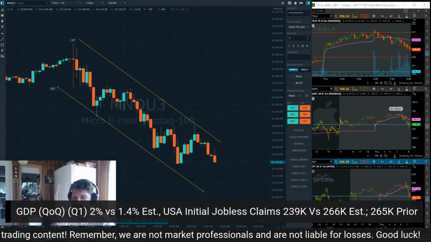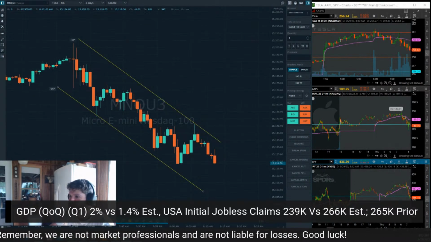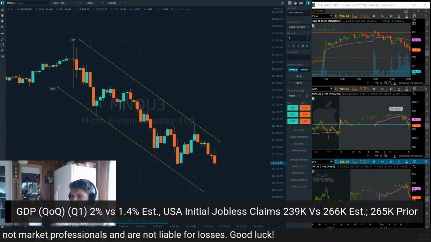We're going to go and cut this one though and just get out. Luckily, we took some profit there. We are still up about 210 on the day.